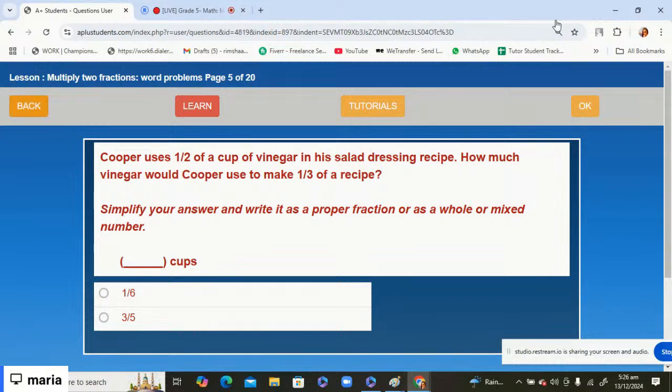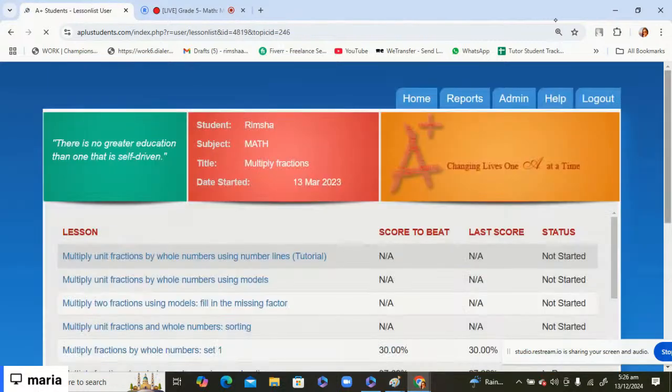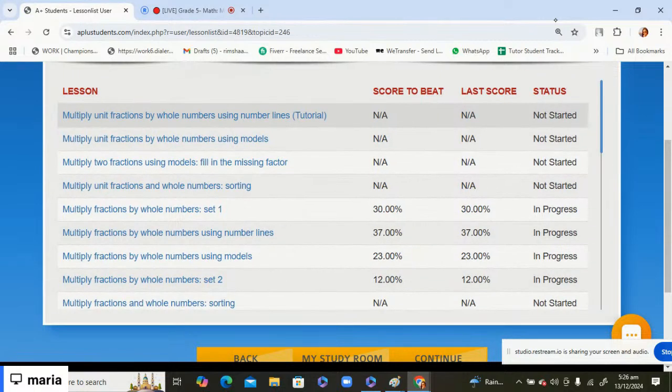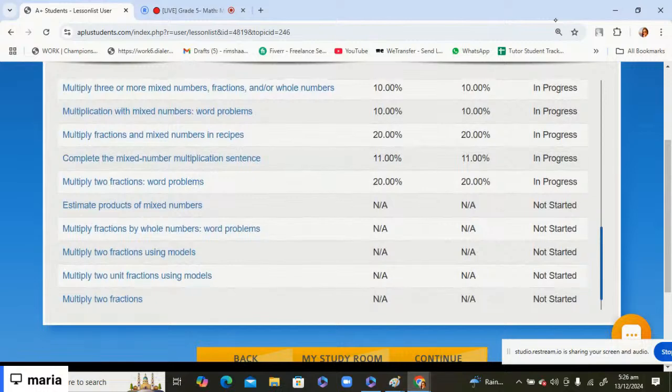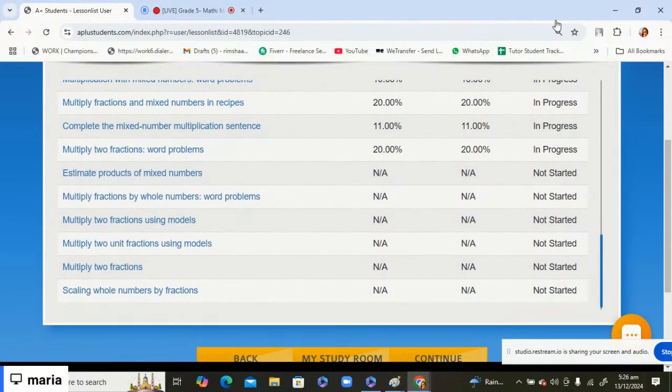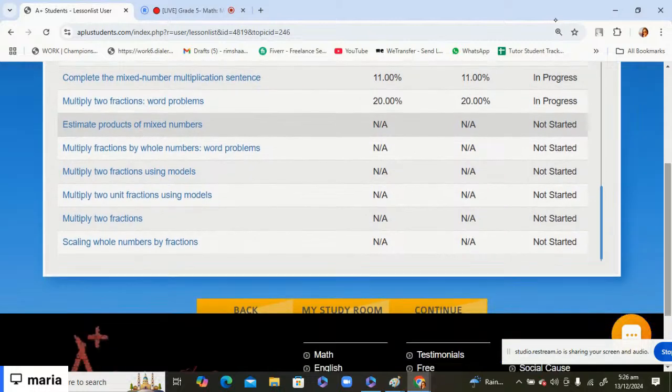Okay. Hope you guys understand this lesson. Solve the rest of the test questions by yourself regarding this lesson. Okay, and also practice it. Now let's move to the next lesson. So we have done the first lesson, complete the mixed number and multiplication sentence. Then we have done the multiply two fractions word problems. Now let's move to estimating the products of mixed numbers.